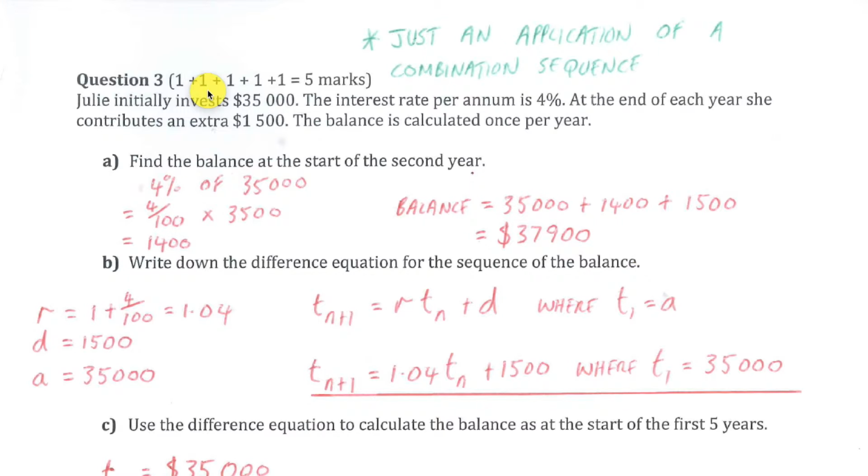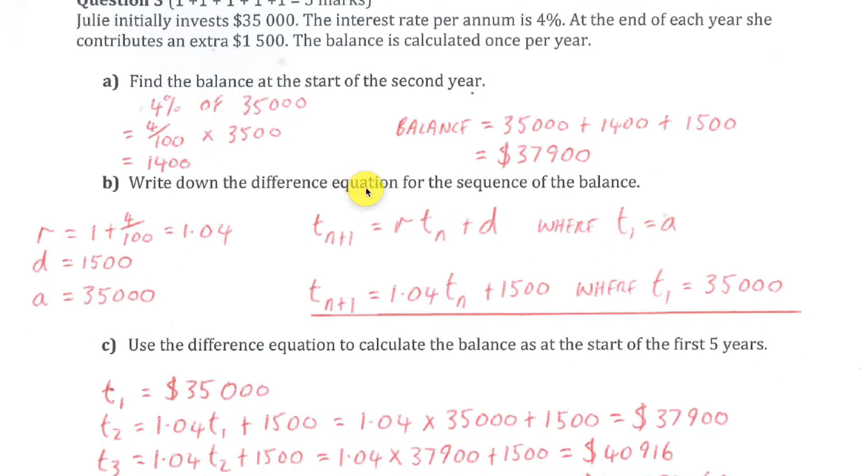What you should realise is that in this question, it's basically just an application of a combination sequence. We have an interest rate, and that can be re-expressed as an R, a common ratio. We also have $1,500 added every year. So that there we should recognise as just being the D, the common difference, or a common amount that's added or subtracted each year. So this kind of question is just an application of a combination sequence.